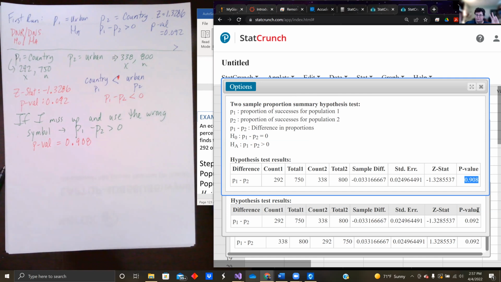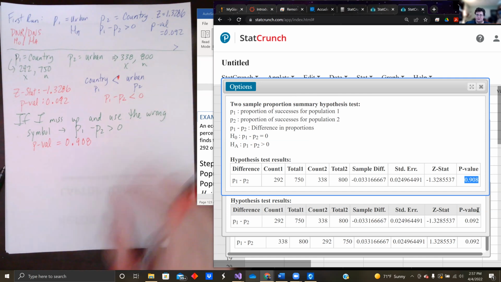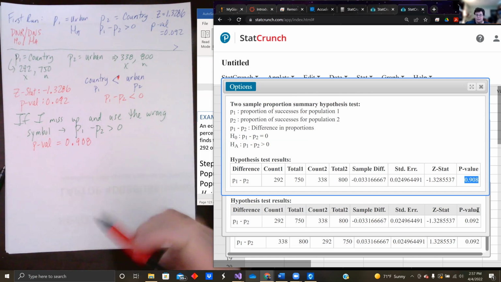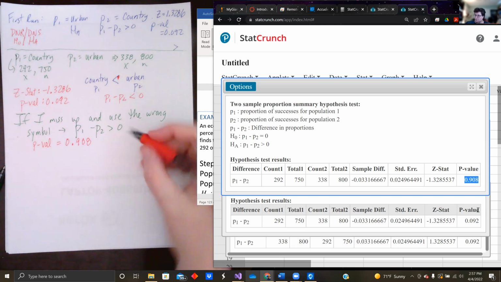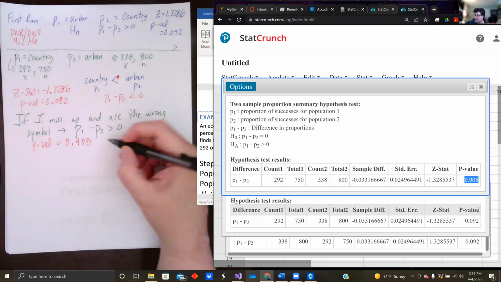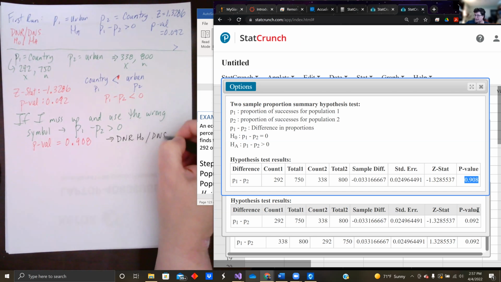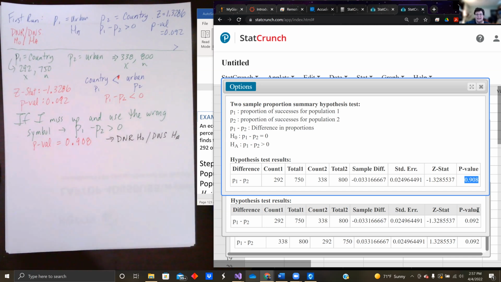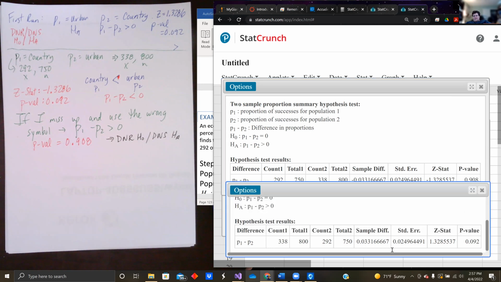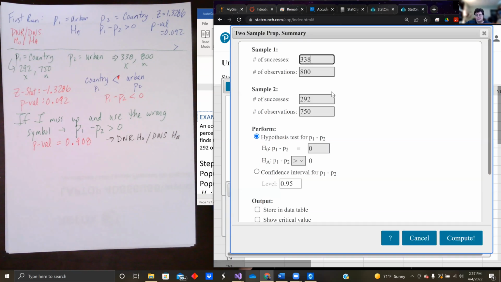Thankfully, in this circumstance, it didn't mess up my outcome, because this would still be a do not reject H0, do not support HA. In this case, in scenarios, let me see if I can adjust this problem. I want to adjust this to see if I can get it to show a p-value that says reject. So I'm going to edit this and let's see.